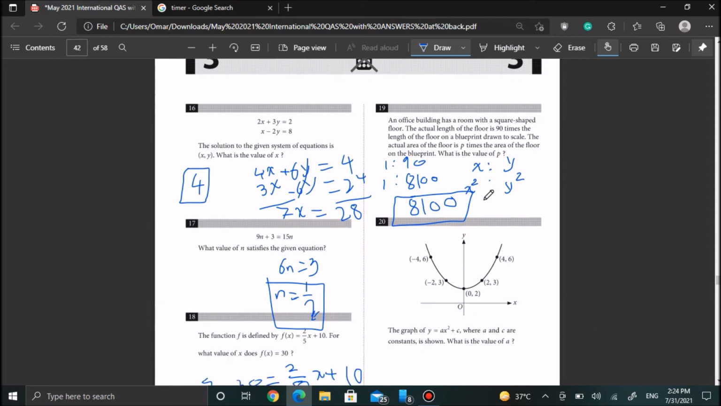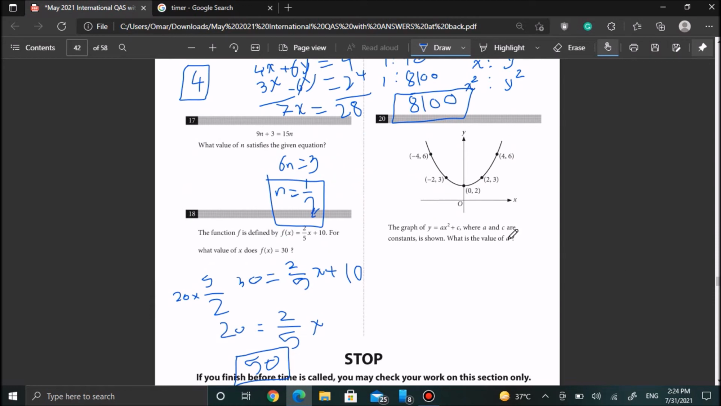Again, if you have two figures that are similar, they have to be similar. Of course, since this is a blueprint, then for sure they are similar. If the ratio of length is x to y, then the ratio of the area is x squared to y squared, and the ratio of the volume is x cubed to y cubed, but that's not relevant to this question. Alright, I've got 3 minutes left. I have to finish this question.